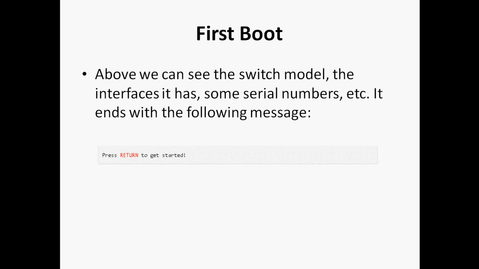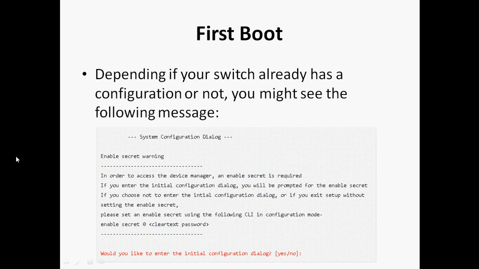Once we press Enter, it will come like this. Depending on whether your switch already has a configuration or not, you might see the following message. By default in a Cisco switch and router, some basic configuration should be there. Here: would you like to enter the initial configuration dialog, yes or no? You have to give no. It will go into user mode. Then you can configure your switch or router based upon your requirements. Once you configure it, you can access the switch or router through remote access.